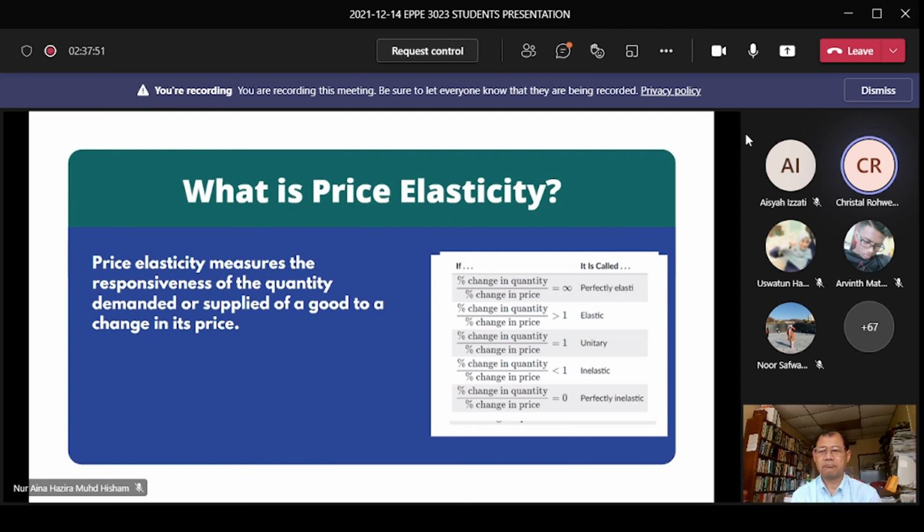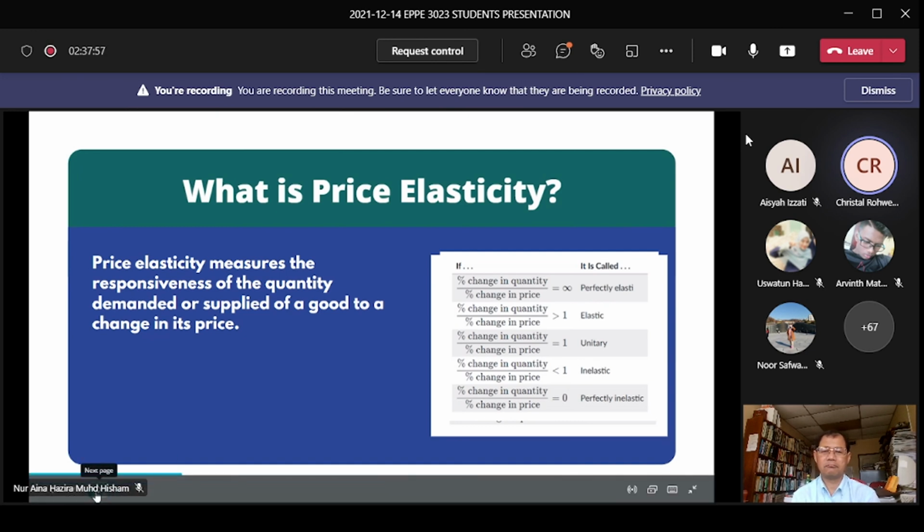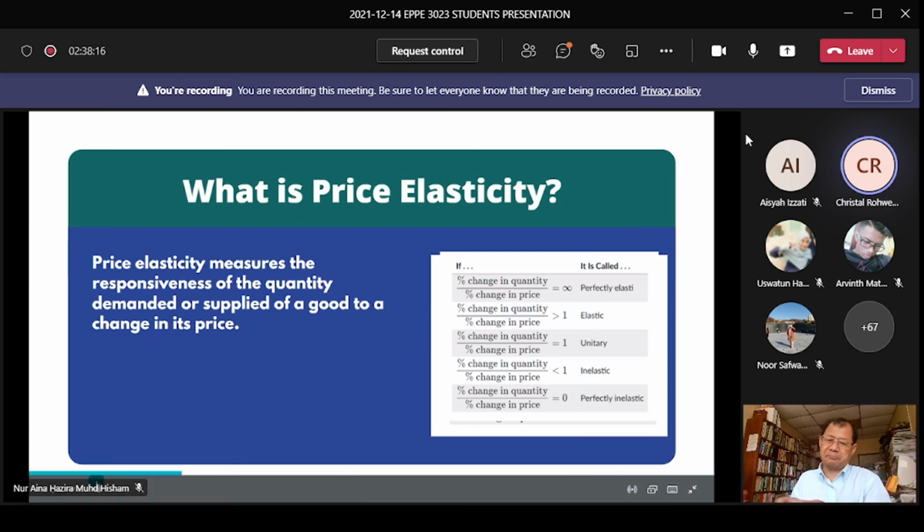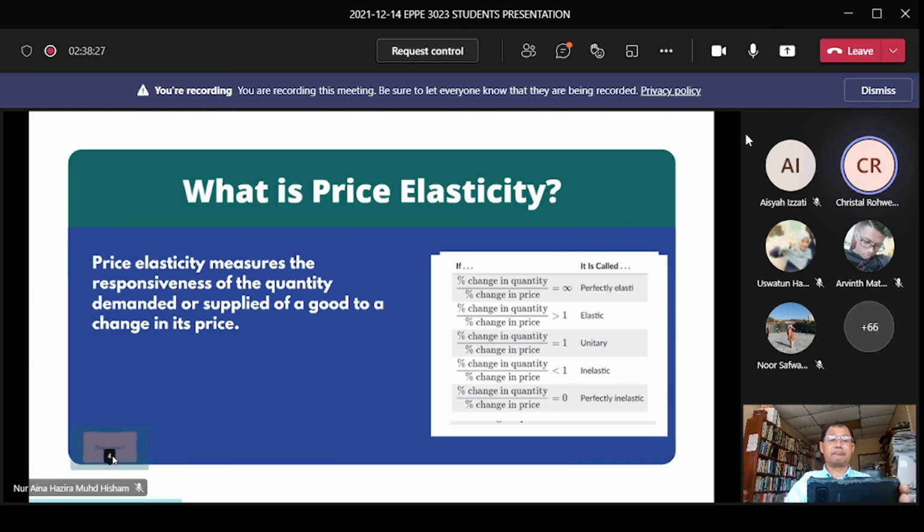So this is where it's greater than 1. And then you have the inelastic demand or supply curve, one where a given percentage change in price will cause a smaller percentage change in quantity demanded or supplied, and that's here where it's under 1, like smaller than 1. And then you have the unitary elasticity, which means that a given percentage change in price leads to an equal percentage change in quantity demanded or supplied. So now that we know this, let's continue.